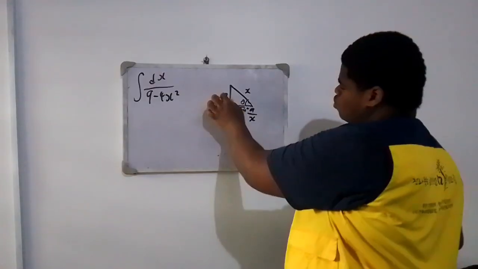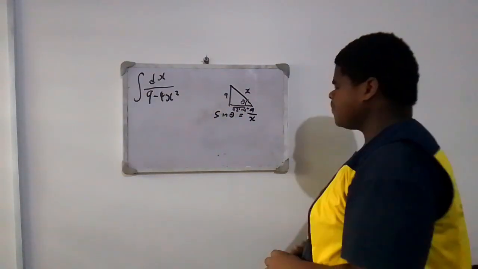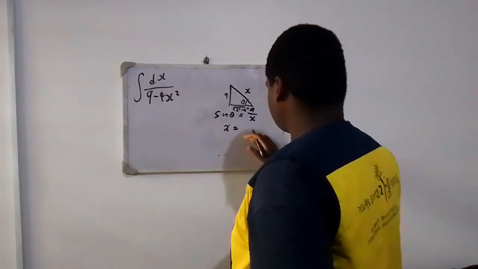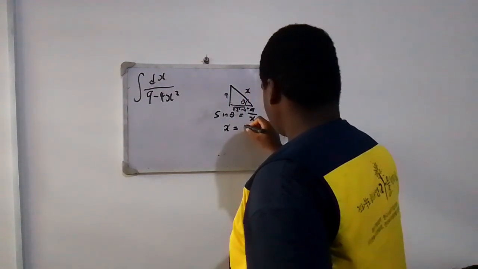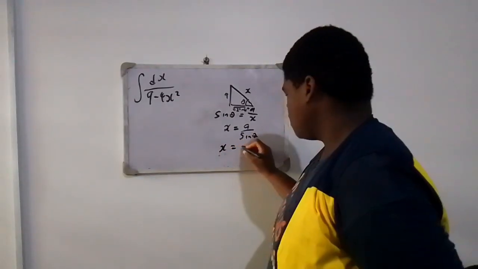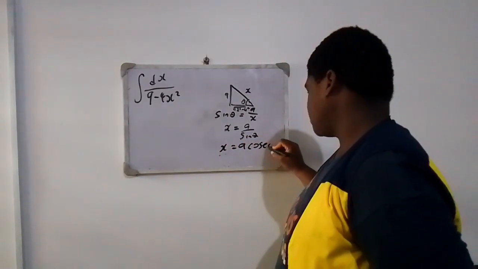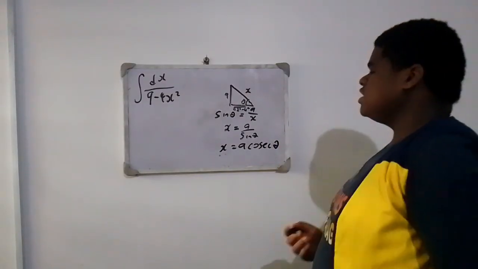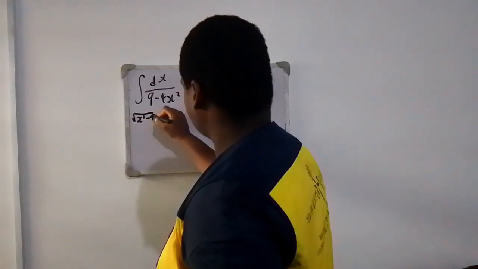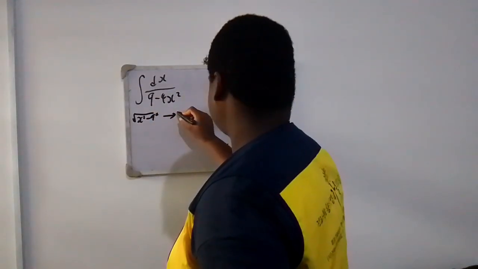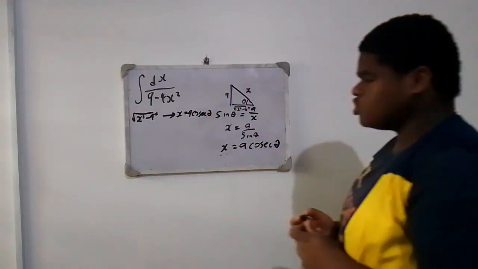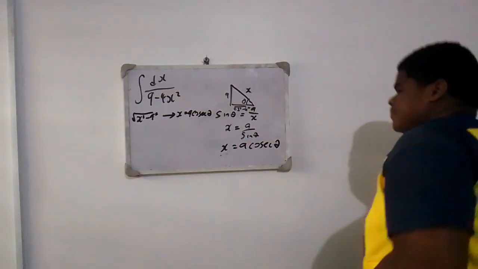So if sine theta is equal to opposite a over hypotenuse x, then you agree with me that x is going to equal a over sine theta, and that means x is going to equal a cosec theta. What this means is that when you have the square root of x squared minus a squared, what you are going to use is x equals a cosec theta. Now this is just one triangle. Let's find other triangles.